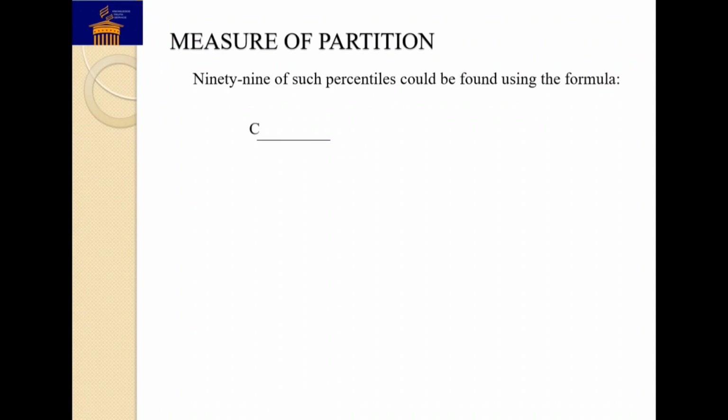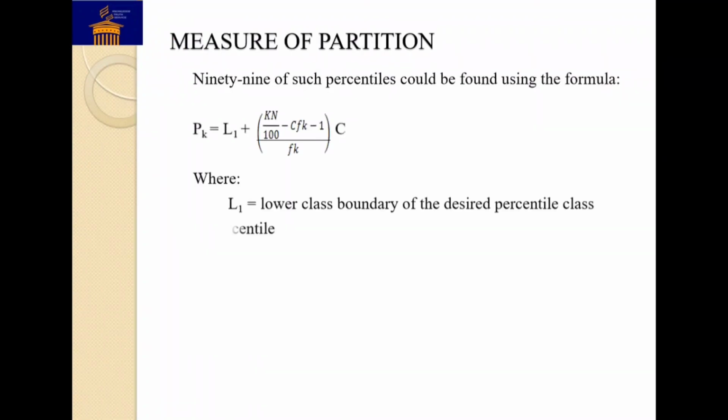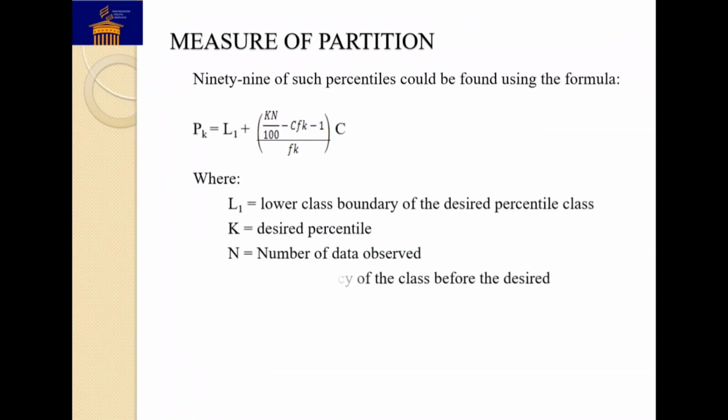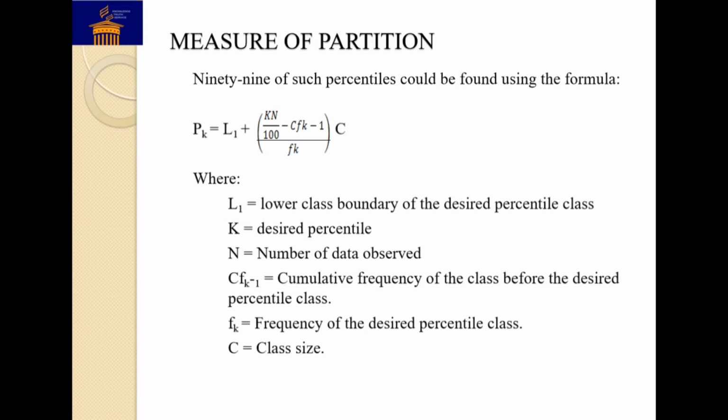We are asked to also solve for grouped data. In order to solve for grouped data, the same formula that was used for median, deciles, quartiles will also be used. The only difference is that instead of dividing it into 2, 4, or 10 respectively, your percentile class divides it into 100 equal parts. So that's how we came to the formula.